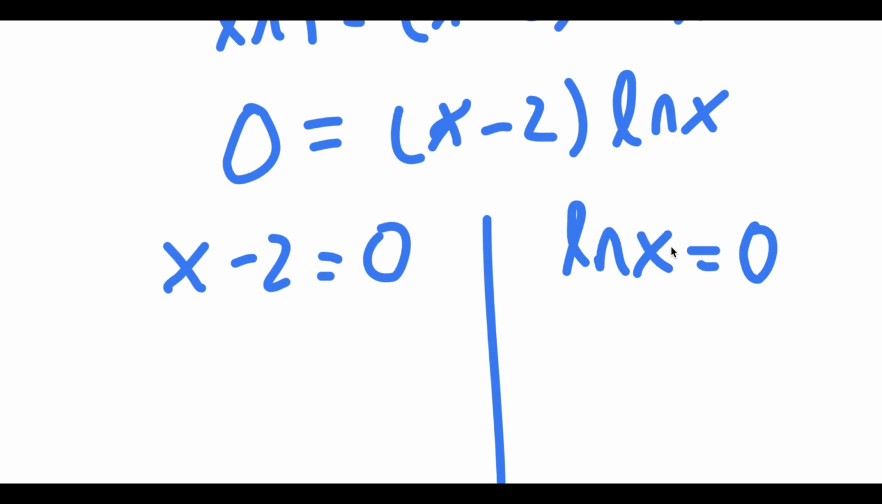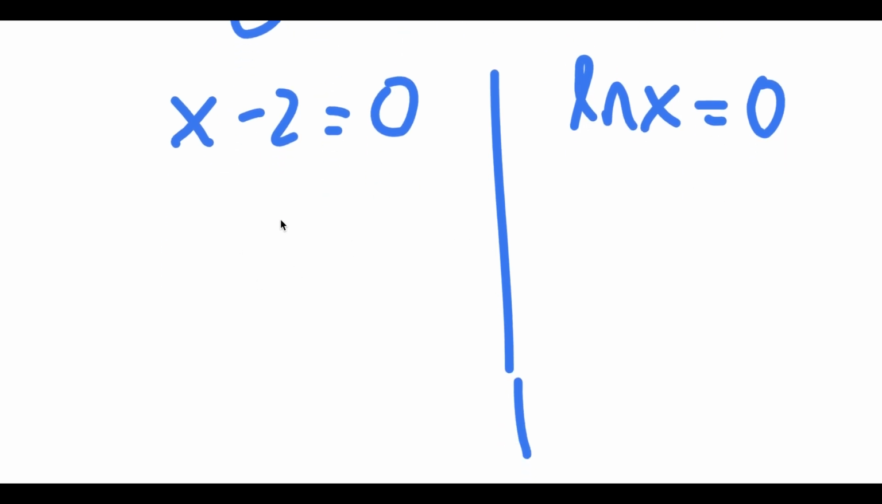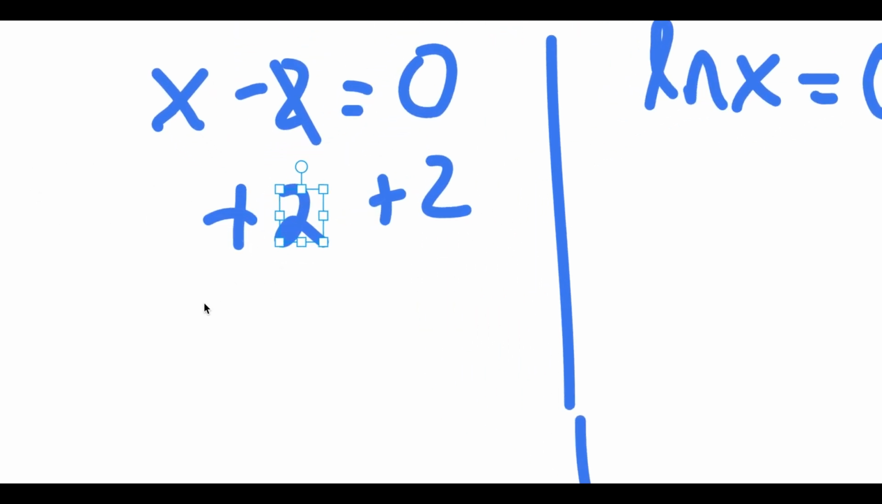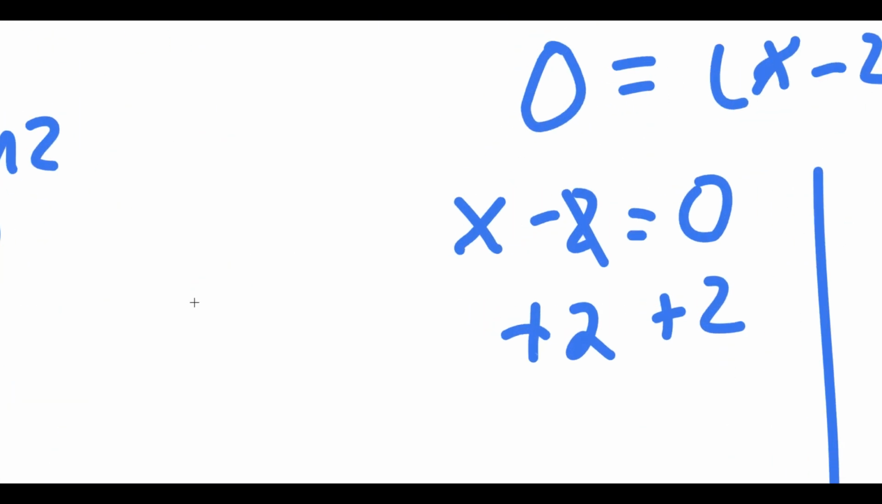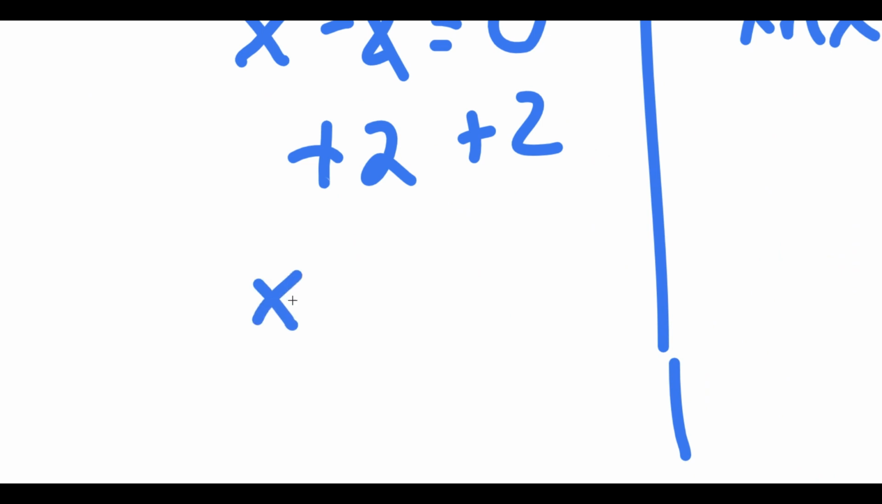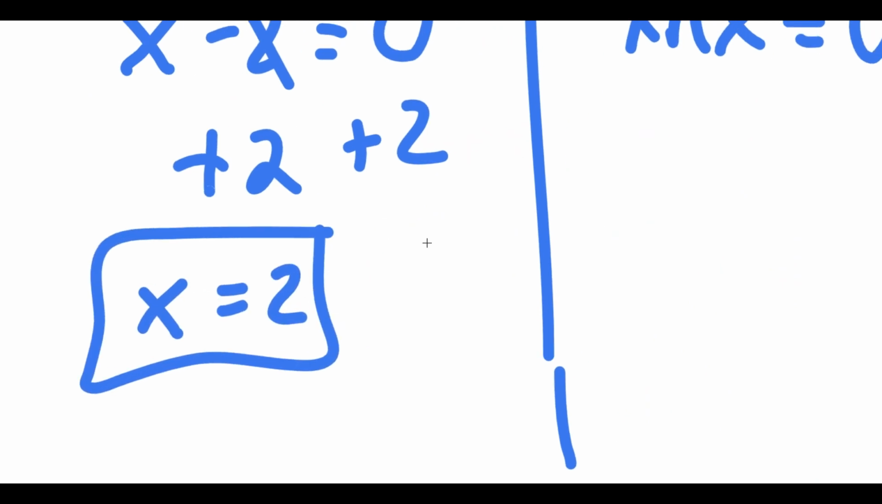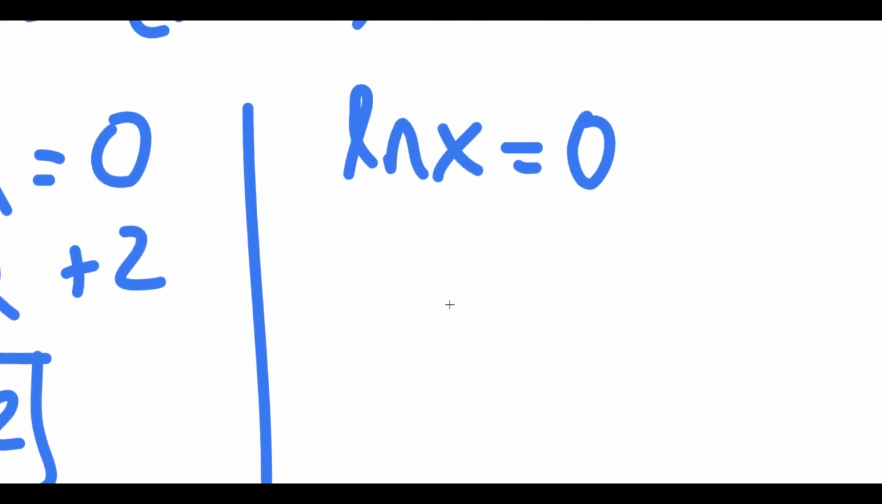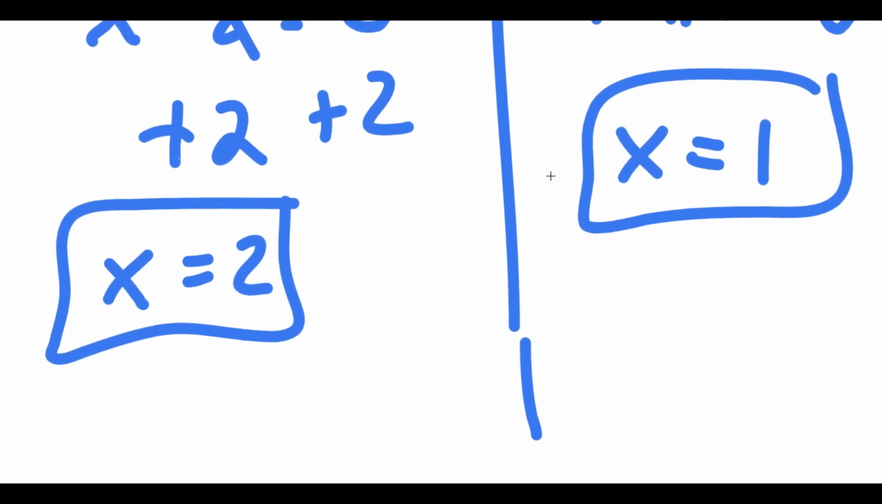So for x minus 2 equals 0, this is pretty simple. All we have to do is add 2 on both sides, and we get that x is equal to 2. And for ln x equals 0, well, ln of 1 is equal to 0, so x is equal to 1. So my two solutions are x equals 2 and x equals 1.